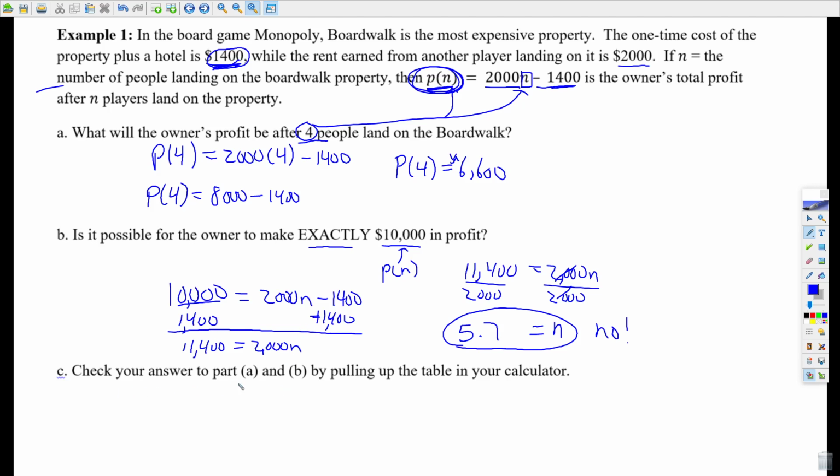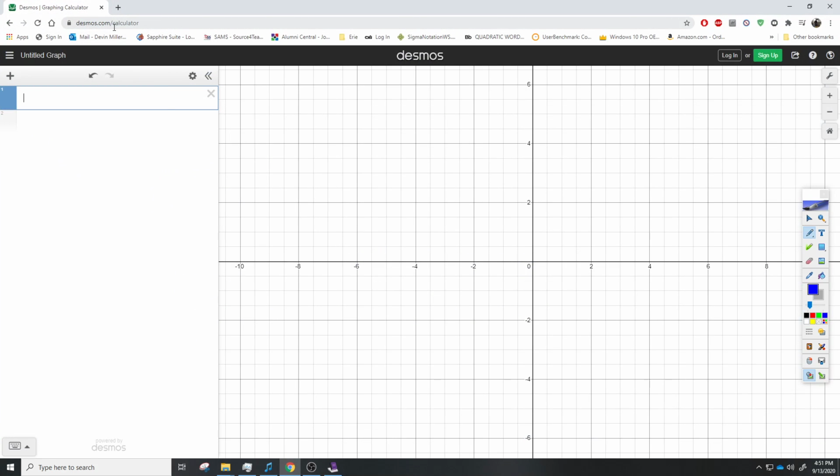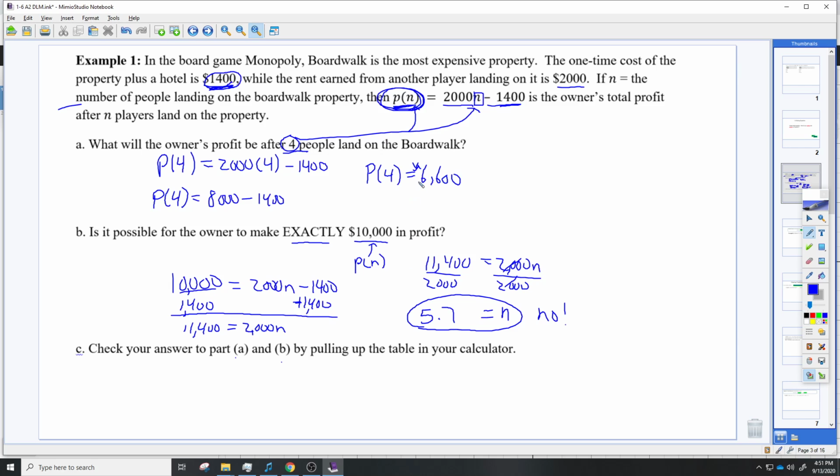So we're going to check our answers to part A and B by pulling up a table in your calculator. So again, we would do this in class with a graphing calculator, but we don't have one. So we're going to have to go to the Desmos calculator again. So this is desmos.com/calculator. We're going to have to put in the equation. To put in the equation here, we're going to have to change the P of n because it doesn't like that. We're going to use y, and we'll just use x. So our equation we're going to be putting in there is y equals 2,000n, or no, x. We have to change it already.